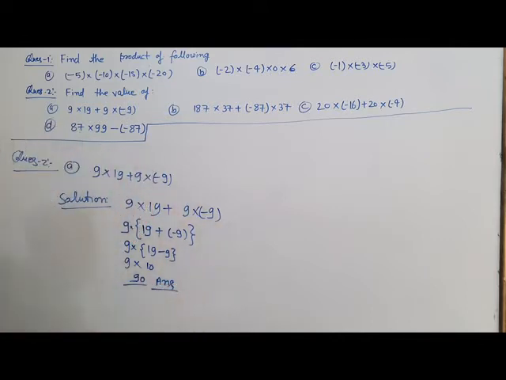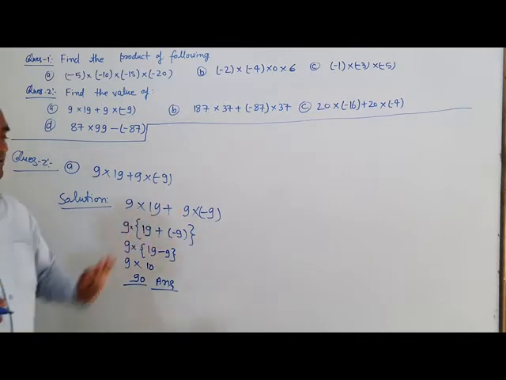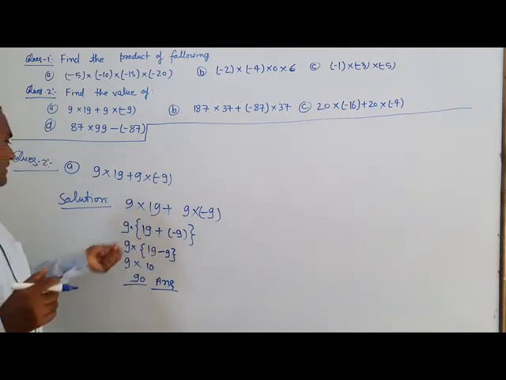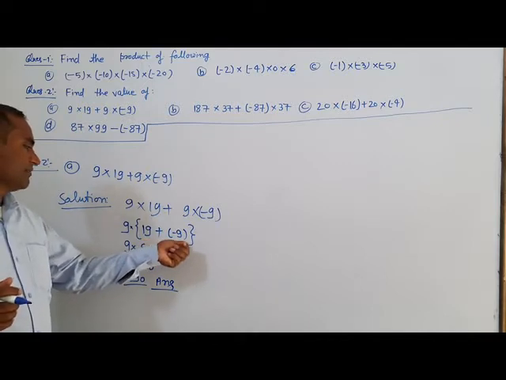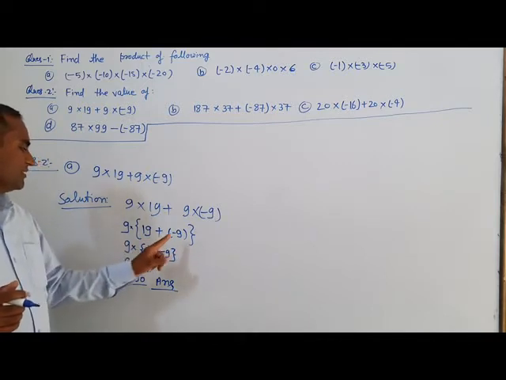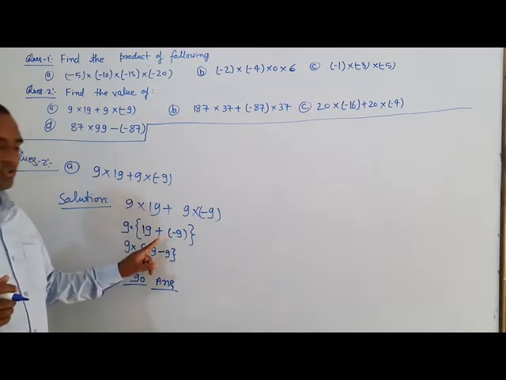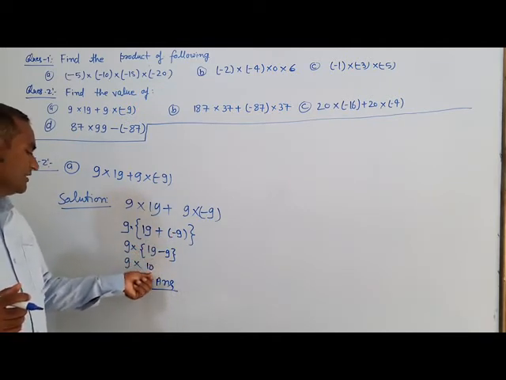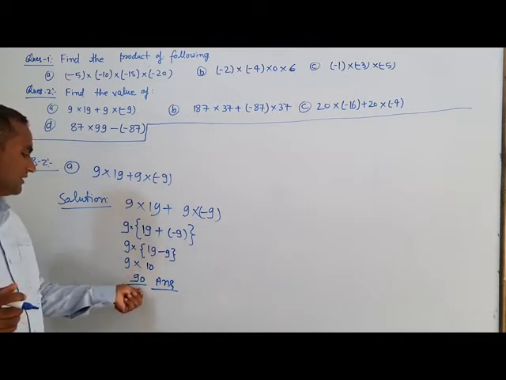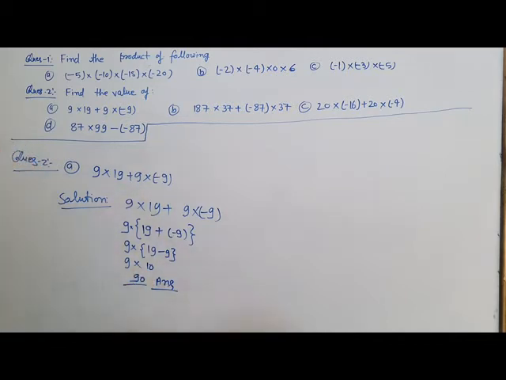90 is the answer. 9 is common, so we take common 9 and here 19 plus, in the bracket, minus 9. We open the bracket, plus into minus is minus 9. Subtract 9 from 19, we get 10. 10 times 9 is 90. This is your answer.